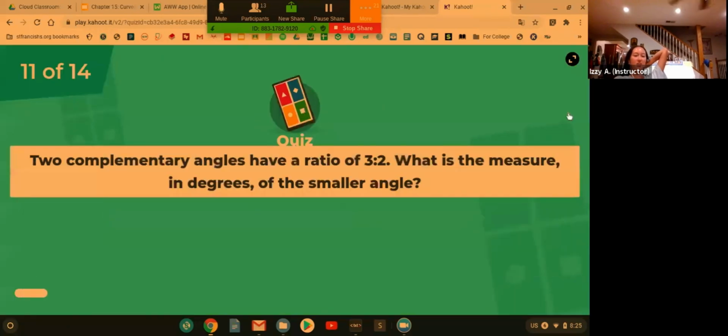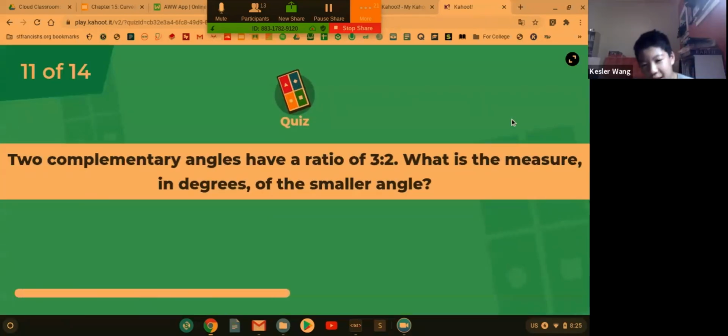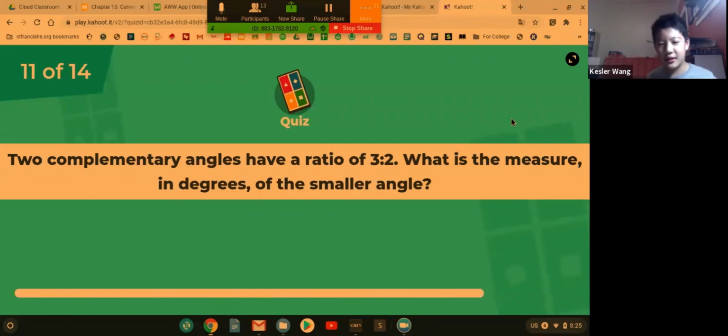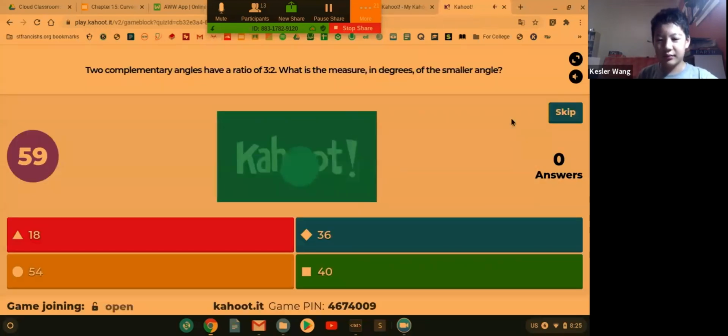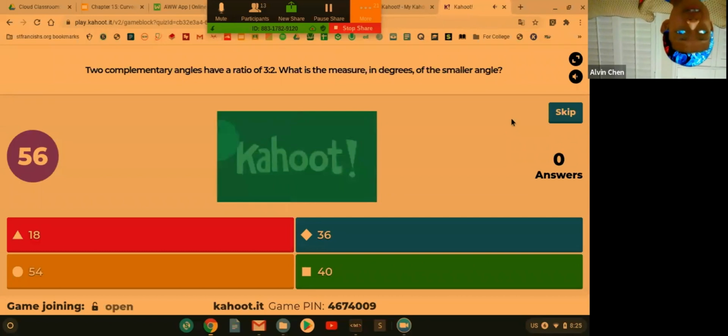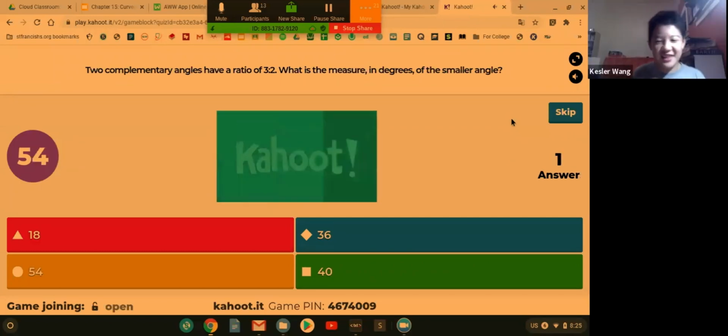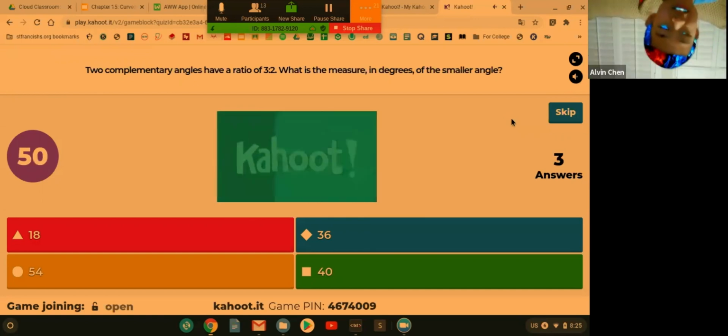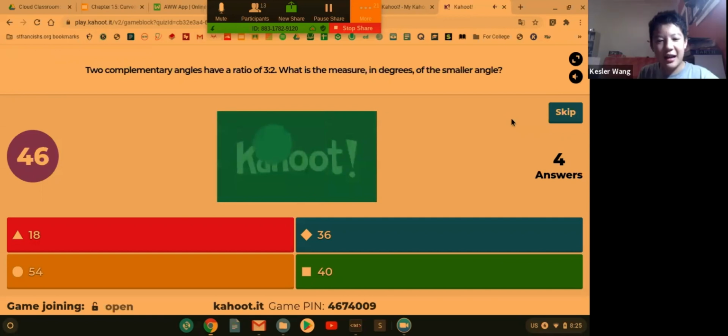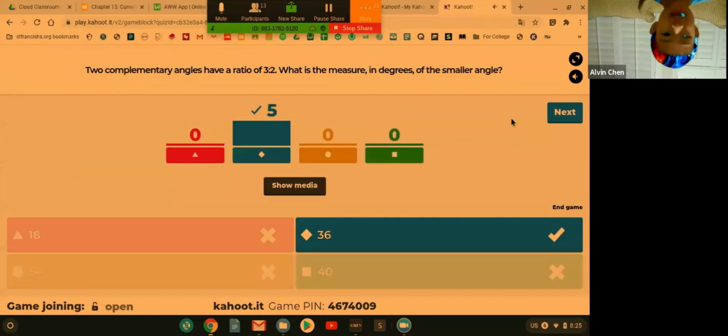Quiz: two complementary angles have a ratio of 3:2. What is the measure in degrees of the smaller angle? Whoever gets this wrong is gonna be grounded for 1 hour. 1 hour? That's a little bit too nice. Whatever.